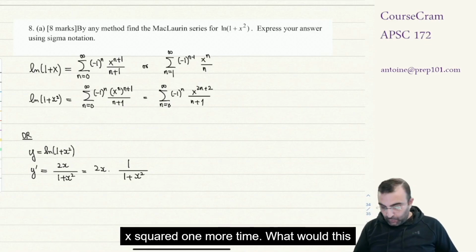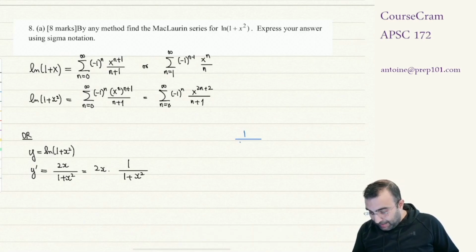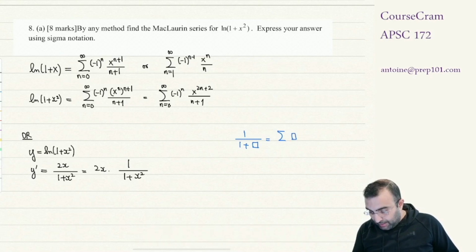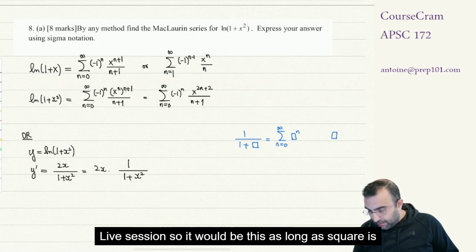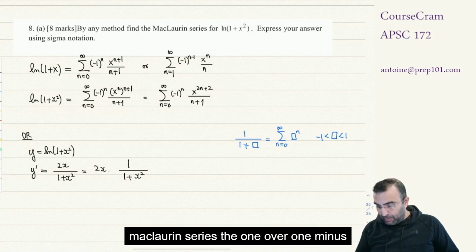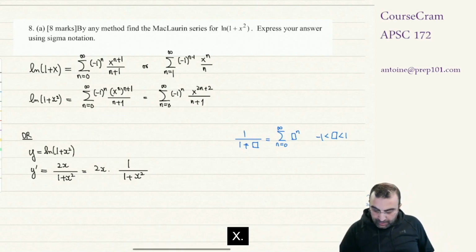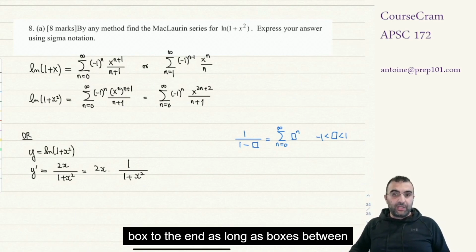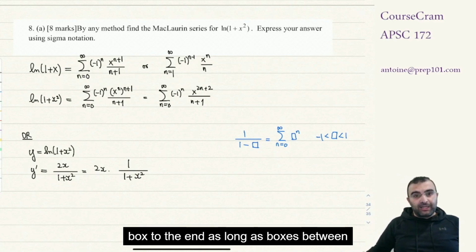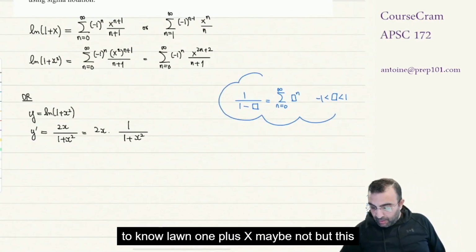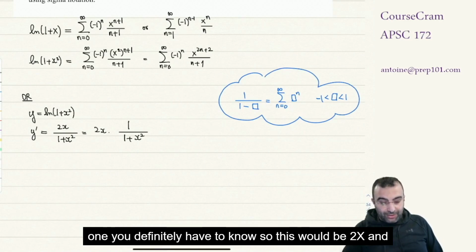One more time, I'm sure that we will talk a lot about this in the live session. So it would be this, as long as the square is between -1 and 1. Super famous Maclaurin series, the 1 over 1 - x. 1 over 1 - box is the summation of box to the n, as long as box is between -1 and 1. So that one you definitely need to know. ln(1 + x) maybe not, but this one you definitely have to know.